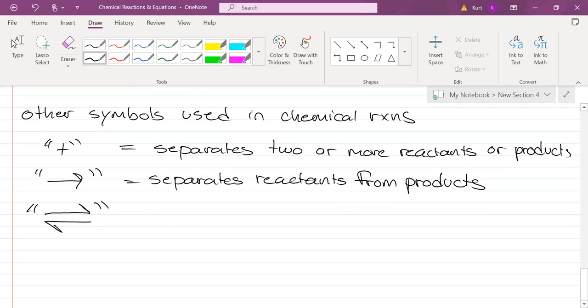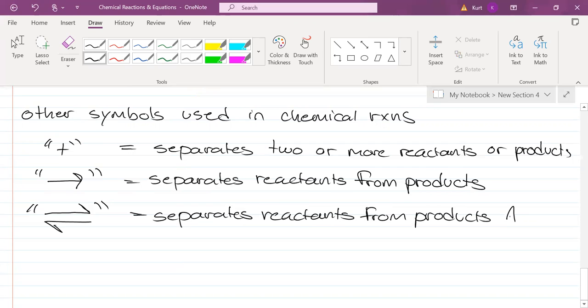This symbol here means that the reaction is reversible. It separates reactants from products, just like the one above it. It indicates that the reaction is reversible, which means it can go both ways. It would go in the forward direction, or you can have it go in the reverse direction.